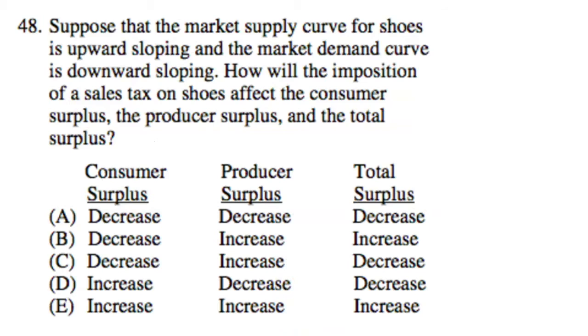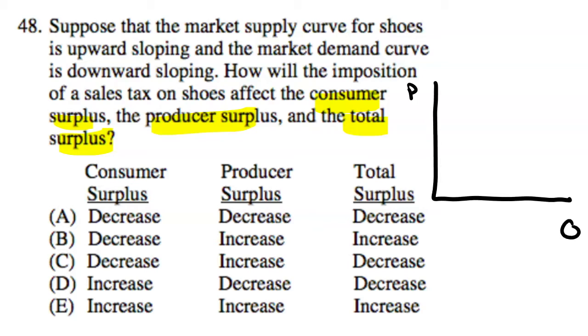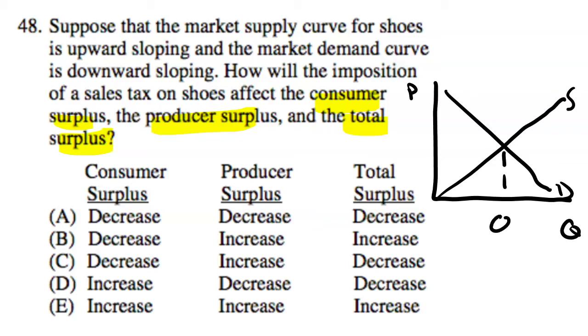All right. So the last multiple choice is saying, suppose that the market supply curve for shoes is upward sloping and the market demand curve is downward sloping. How will the imposition of a sales tax on shoes affect the consumer surplus, the producer surplus, and the total surplus? So in other words, when there is an excise tax, how does it affect our consumer, producer, and total surplus? Conceptually, it can get a little tough. However, it's a lot more simple if we just draw it out. So we have our price, our quantity, our supply, our demand. And then here our quantity equilibrium, and our price equilibrium.